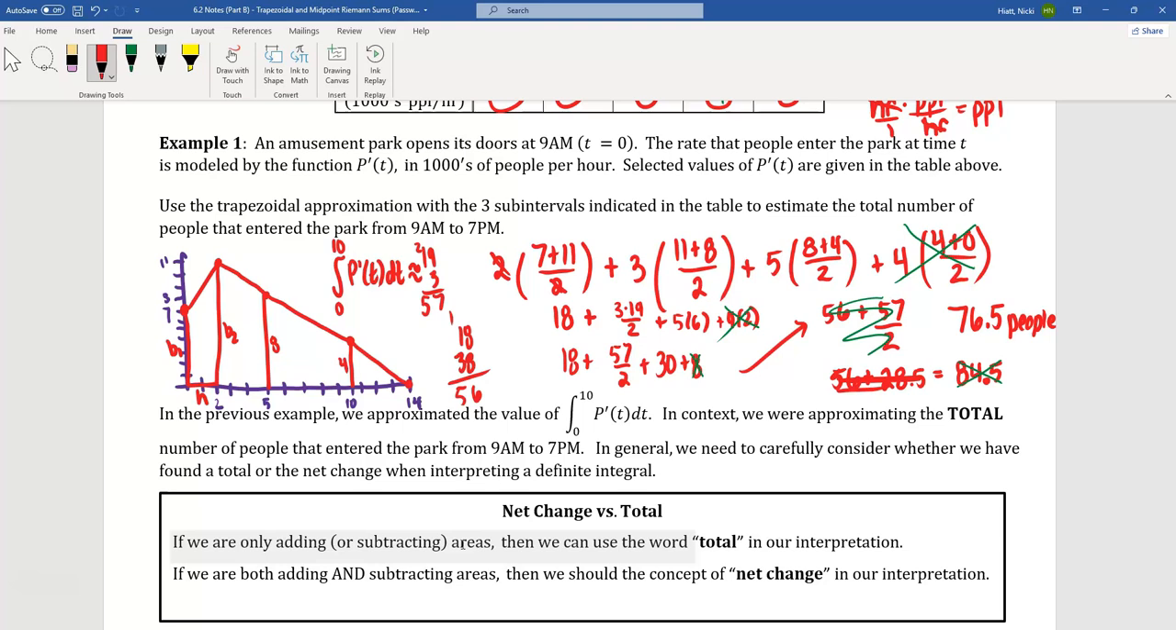You're talking about total. Say you have a savings account and you only put money in, you do not take any money out of it ever. Then the total amount of money in your savings account is the same as the net change, right? But if you put money in, take money out, put some more in, take some out, then the total may not match the net change. So you've got to be careful with that.